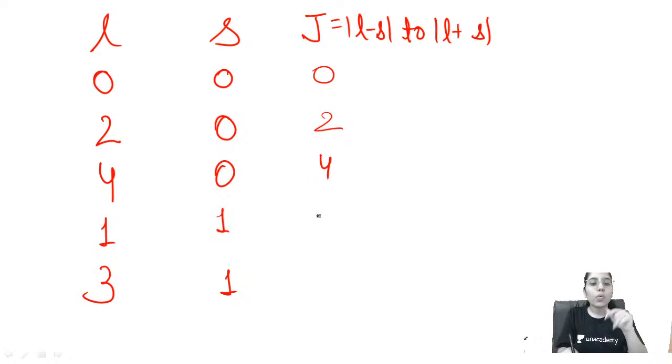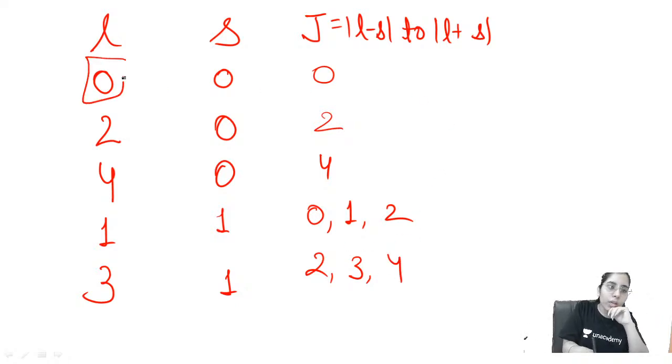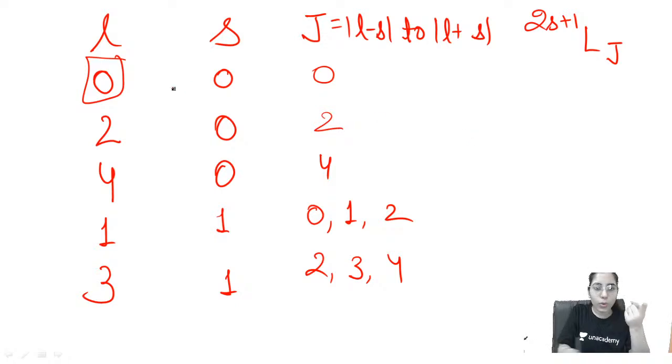1 minus 0 to 1 plus 0, the gap of 1 should be there. So 1 minus 1 to 1 plus 1, that's going to be 0, 1, 2. Then 3 minus 1 to 3 plus 1, that's going to be 2, 3, 4. You can see just the difference of one value should be there. Then corresponding to L values, write the spectroscopic terms. That's going to be 2S plus 1 L_J. What is spin there? 0.